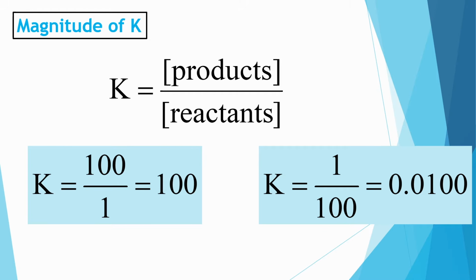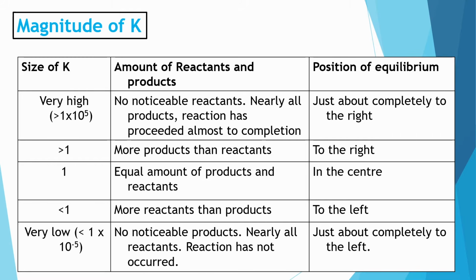If we only have a small number of products and a large number of reactants, we get a very small number. So if we see a very small number, we're going to recognize that there aren't very many products in the reaction at equilibrium. So here's a summary of this.